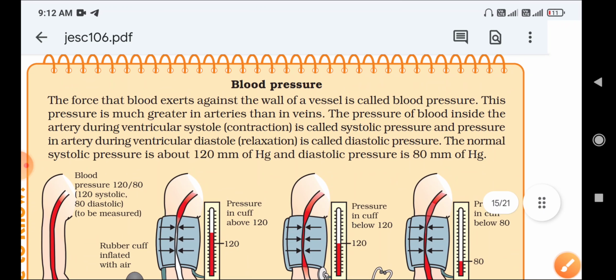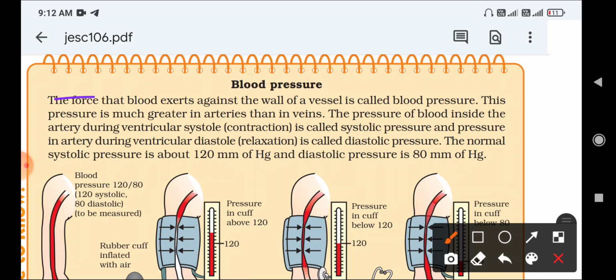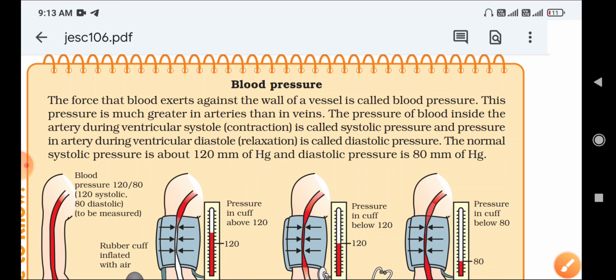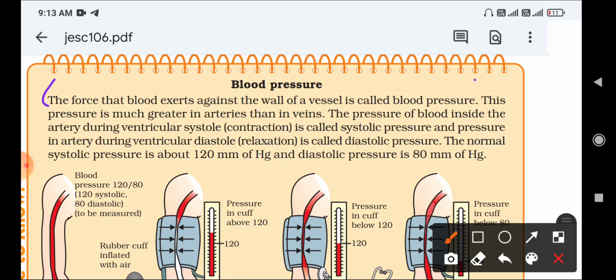Blood pressure. The force that blood exerts against the walls of the vessels is called the blood pressure. What is the meaning of blood pressure? You can write this: the force that blood exerts against the wall of the vessel. The blood is exerting force against the walls of the vessels, which is called blood pressure. This pressure is much greater in arteries than in veins. The applying force is greater in arteries compared to the veins.